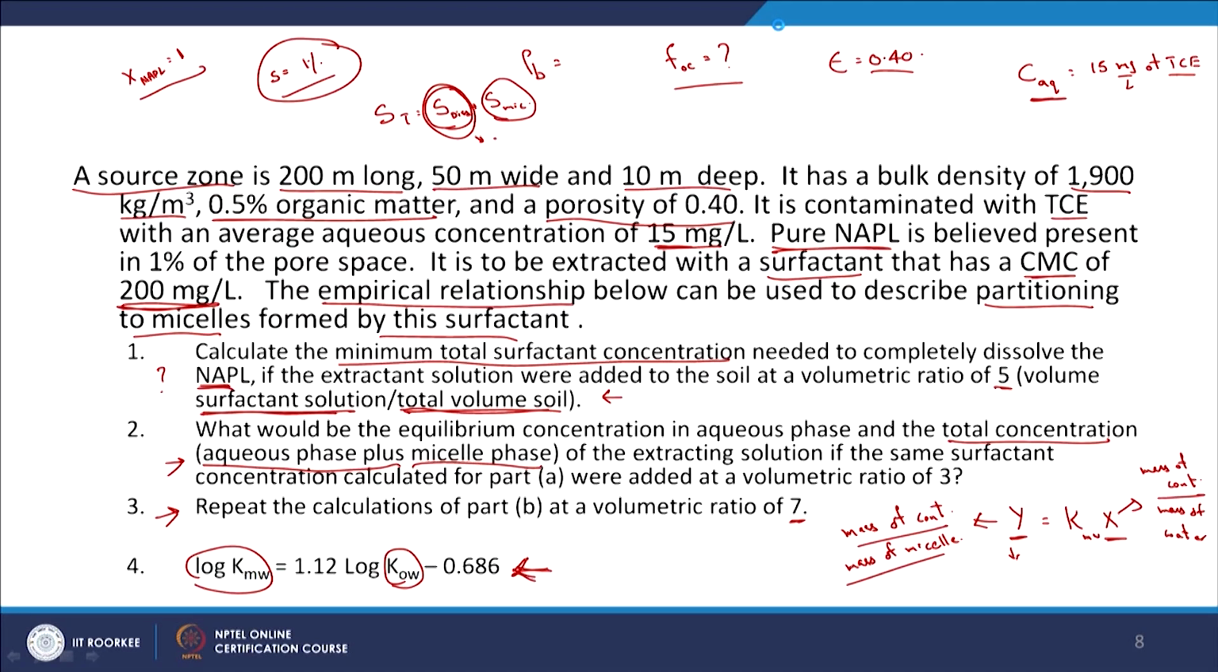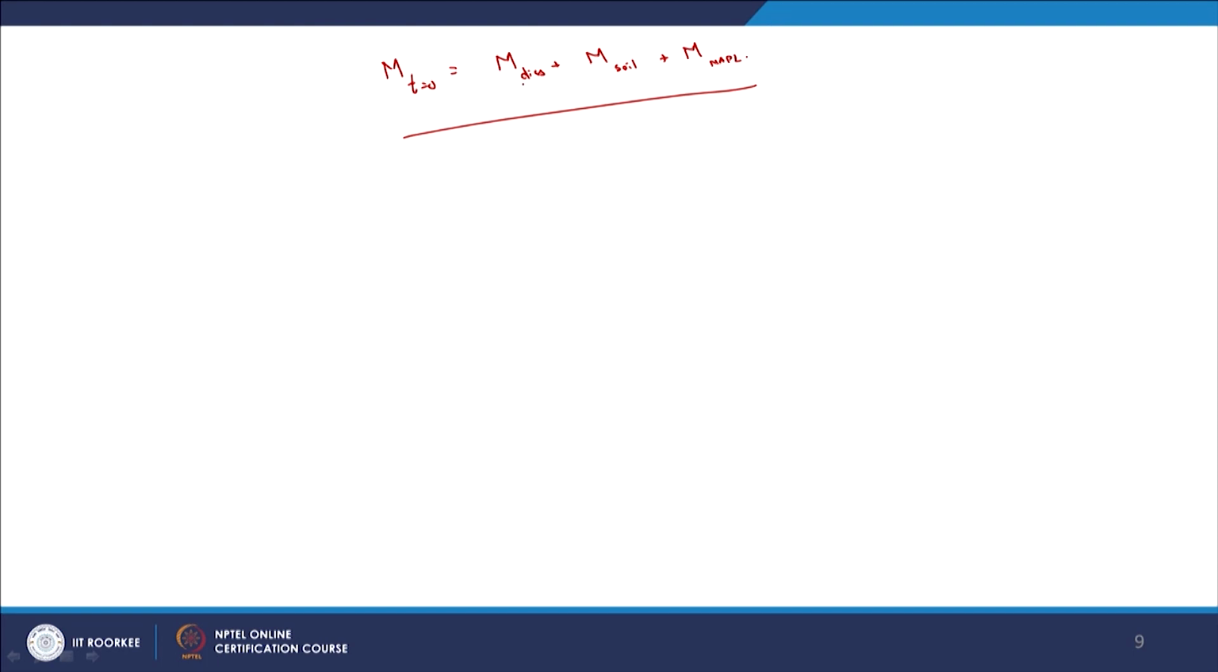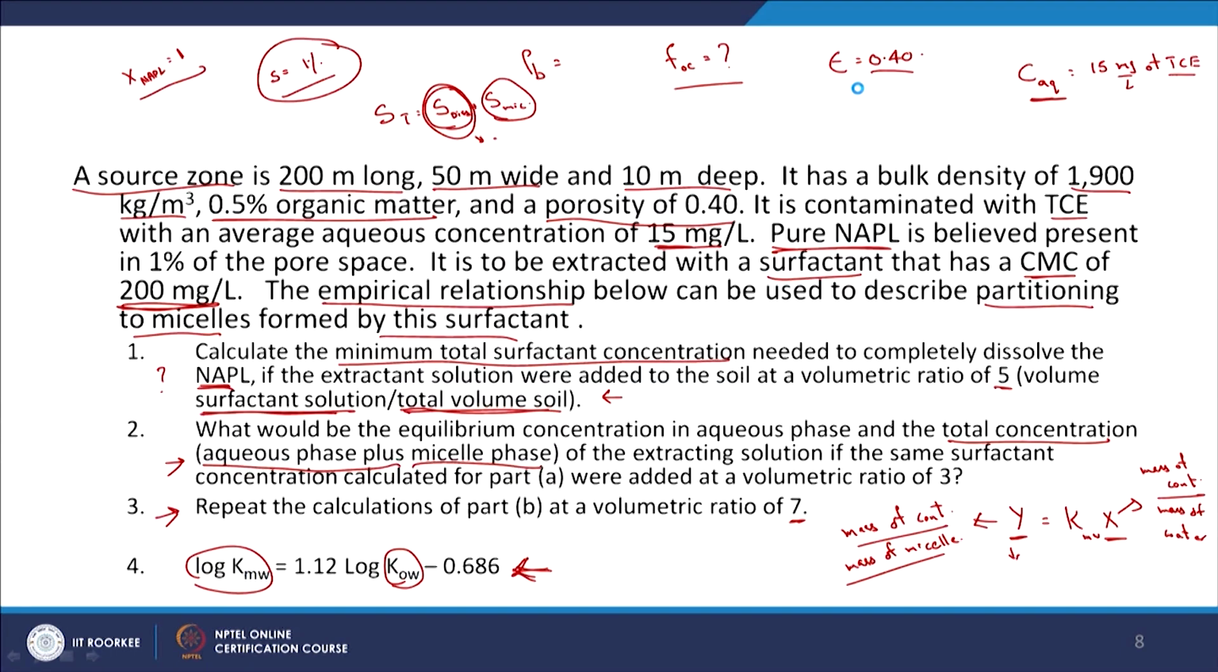So we need to be able to make some assumption. Let us say we know that this is nothing but epsilon V C naught, plus V rho B into Q. So this will be 1 minus S, but this is V into S epsilon V into X NaPl, this is 1, so I will skip that, and density of NaPl. Here the density of NaPl is not given, but this NaPl is TCE. So the density of TCE can be found from the relevant literature.